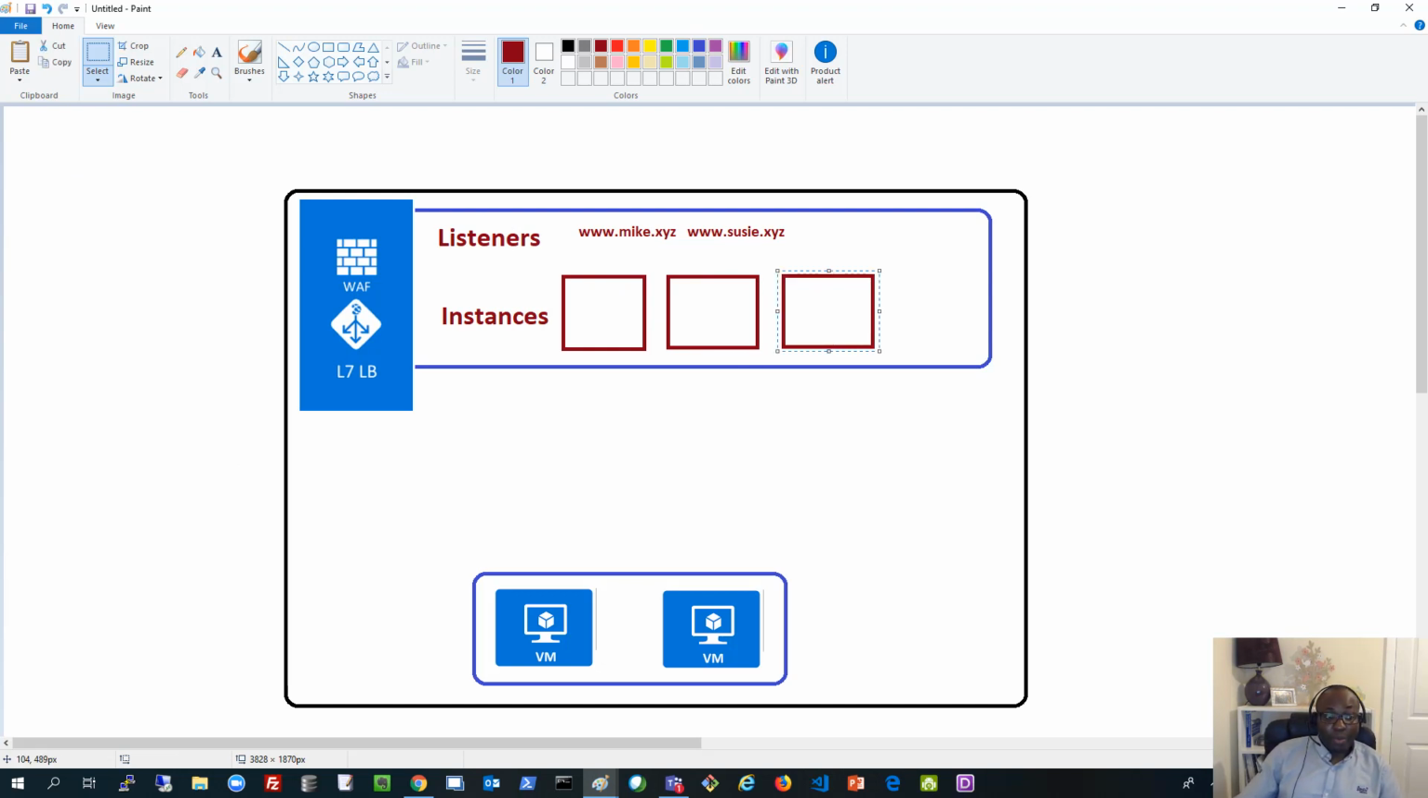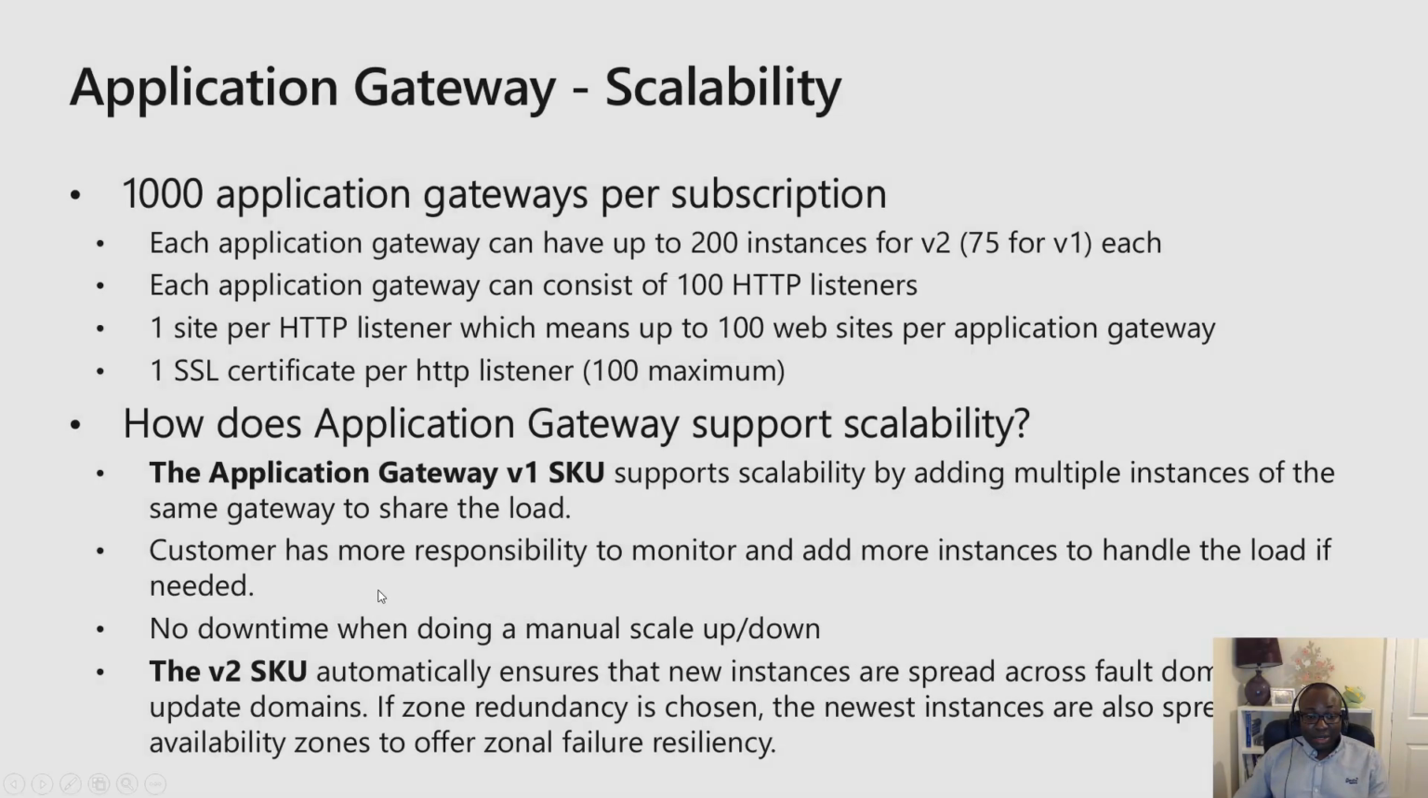Again, that's why I put in my slide over here and I said, as a customer for version 1, you have more responsibility for scalability because you have to monitor and you have to add more instances to handle the load when needed. When you're adding more instances, there's no downtime incurred. So application gateway is good in that. We'll talk about that when we talk about availability. Version 2 automatically ensures that new instances are added, provided you select the auto scaling option.